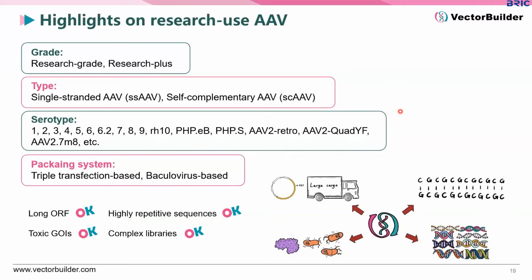We have also successfully cloned highly repetitive sequences. And of course, we have successfully delivered these vectors. In terms of libraries, some customers may want an AAV library or plasmid library. We are also experienced in dealing with complex and uniform library construction.